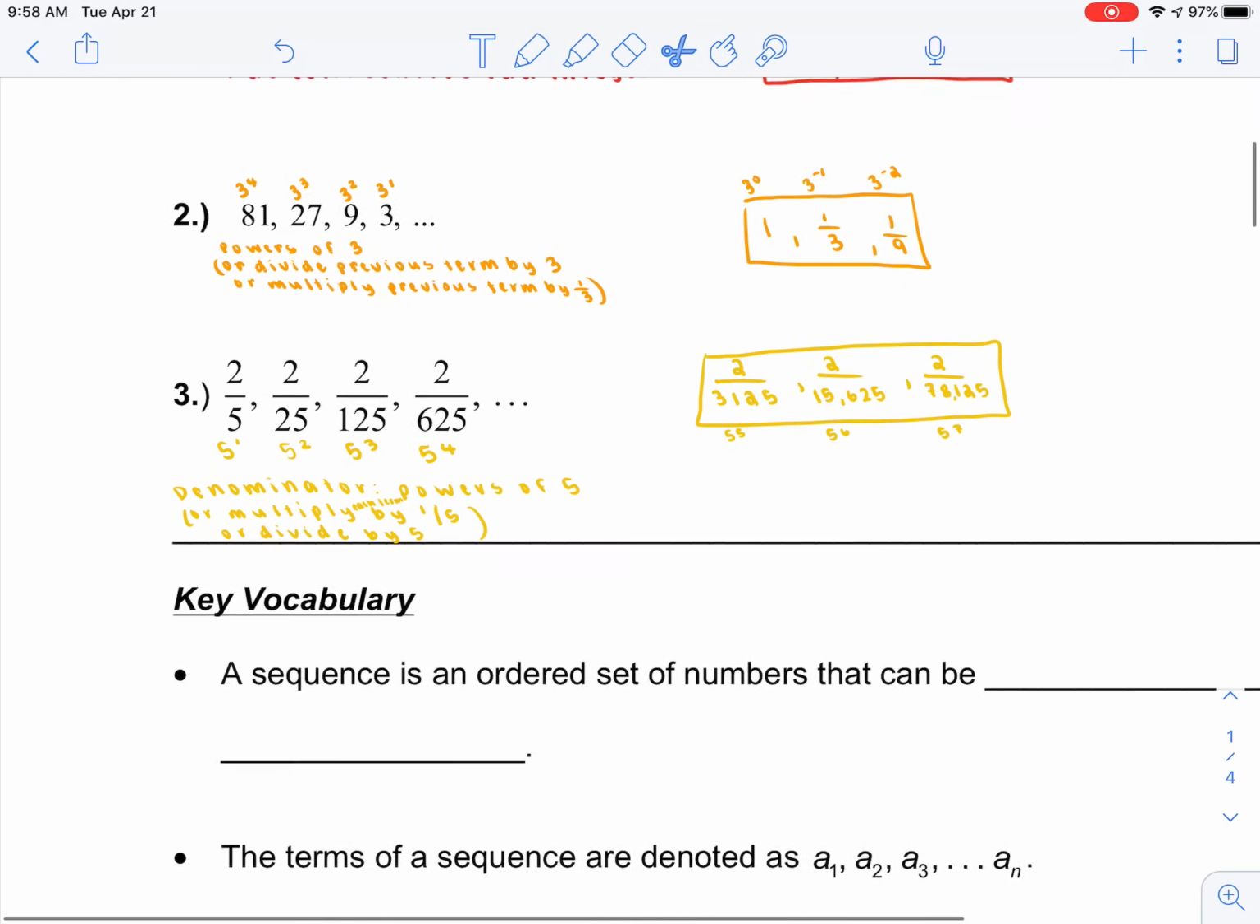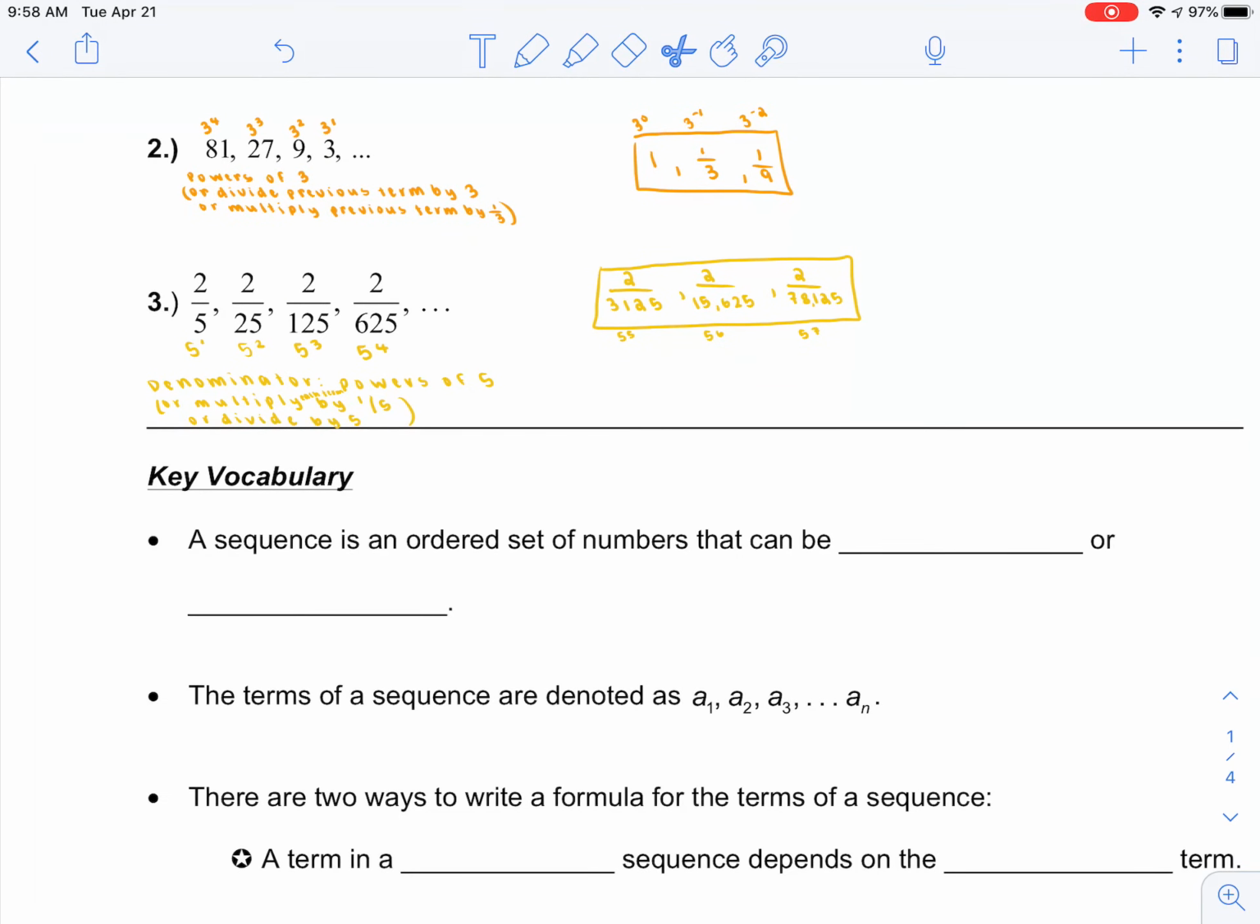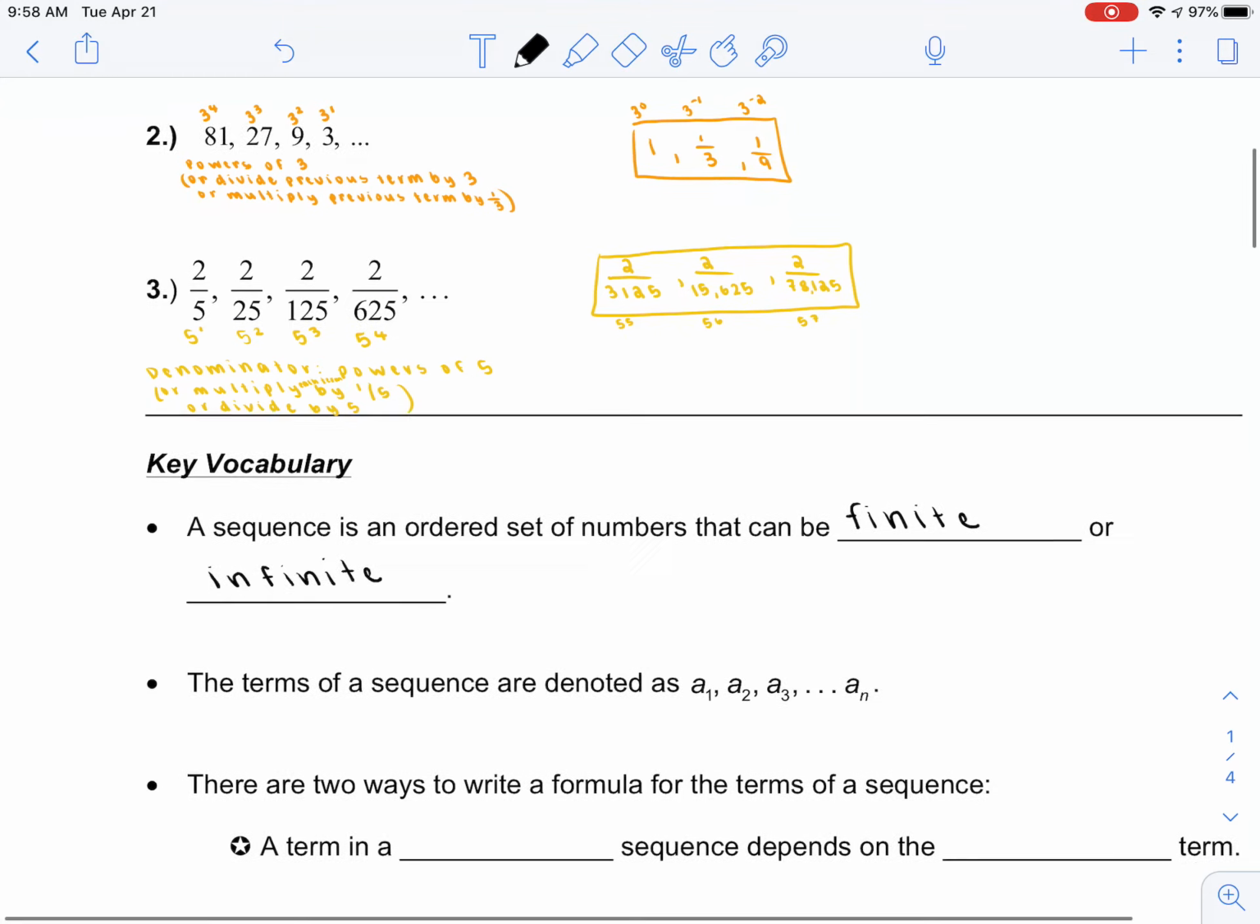Now, today, I wanted to start with looking at some key vocabulary for this unit, starting with what is a sequence. A sequence is an ordered set of numbers that can be finite or infinite. If your list has the ... that's saying that it is an infinite sequence. But a finite sequence would end. And we'll talk about the difference between these two more as we progress through the unit.